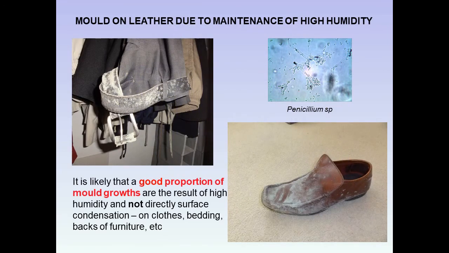And this is a good example of mould on leather due to maintenance of high humidities. This was a wardrobe, it was monitored, there was no condensation anywhere in there. High humidities were high simply because it was so cold. And in this case, the mould developed on the leather, notoriously susceptible to moulds, and it never developed on the clothing, purely as a result of the very high humidities being developed in it, simply due to it being very cold.